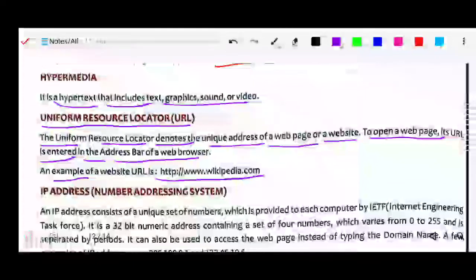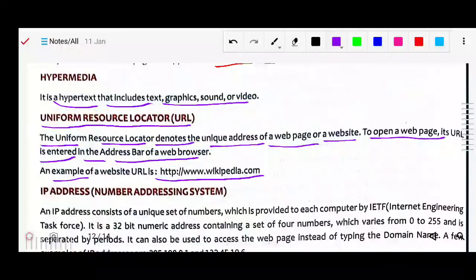Okay, next, which is your IP address. IP address, which is your internet protocol. What is it? Internet protocol.